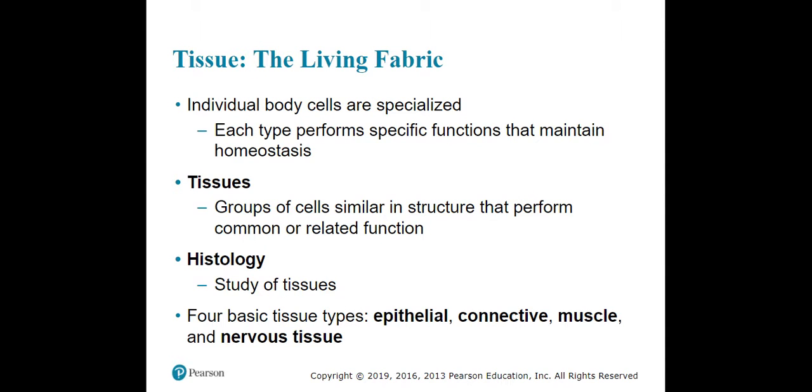So tissue is a living fabric. Each cell is specialized, and then they work together to create these special tissues. So a group of cells similar in structure that perform common or related functions. Sorry, guys. Histology is defined as the study of tissues, and there are four basic types. There is epithelial, connective, muscle, and nervous.